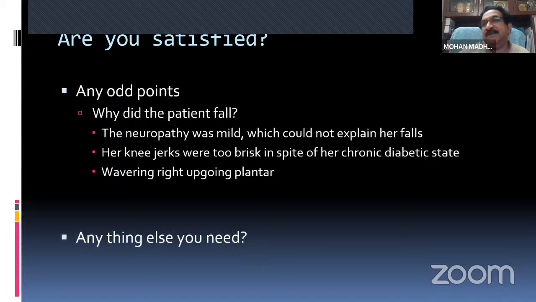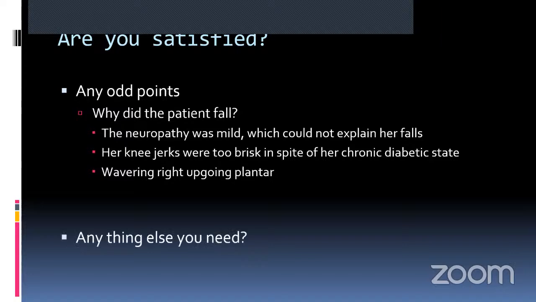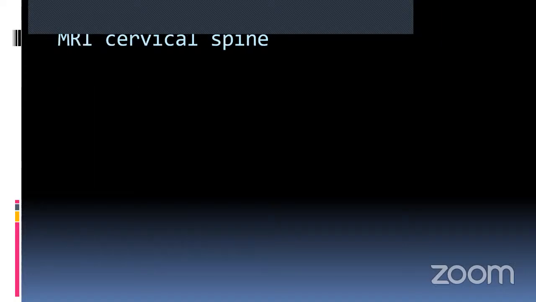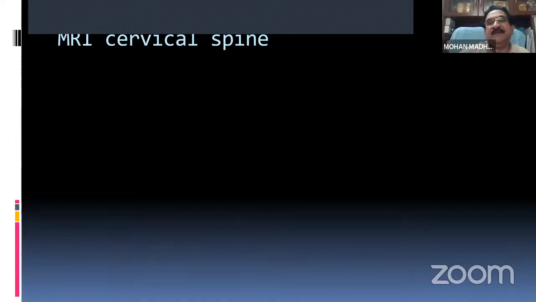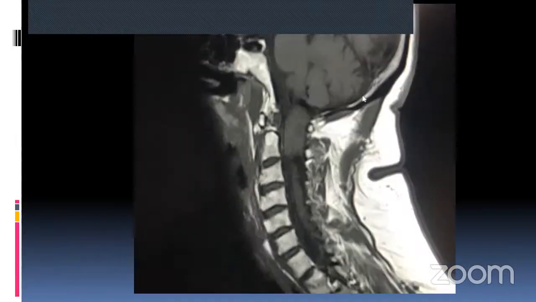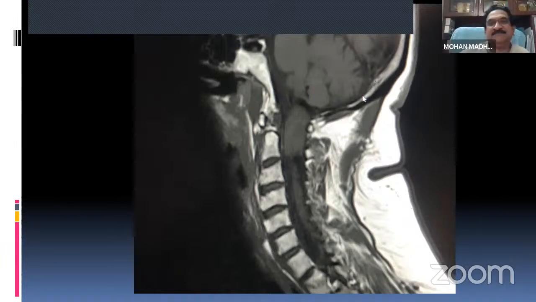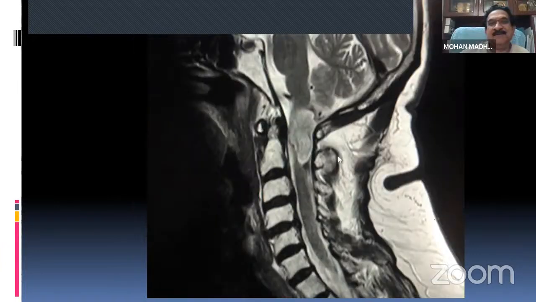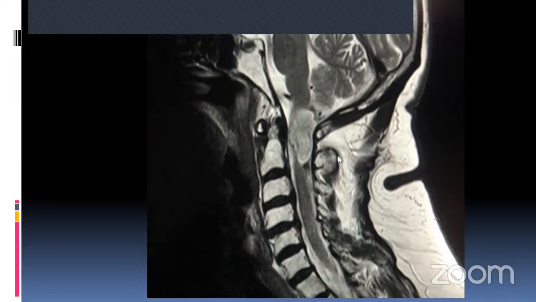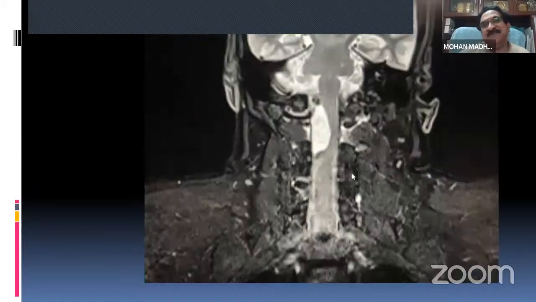So anything else you need now? MRI spine. Myelopathy. Okay. Which part of the spine do you want? Thoracic. Cervical. Okay, this is the cervical spine. Tumors. It's got a large meningioma on the right half, compressing the cord.